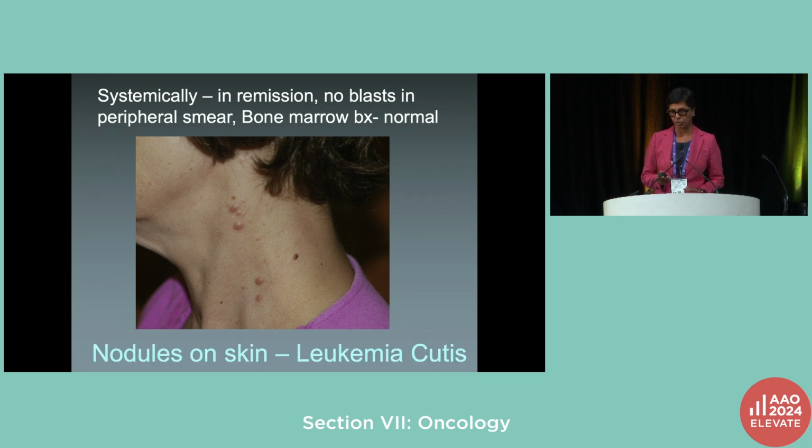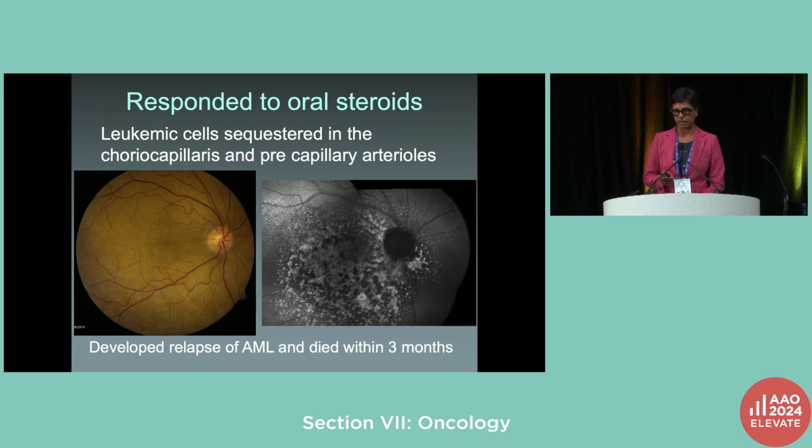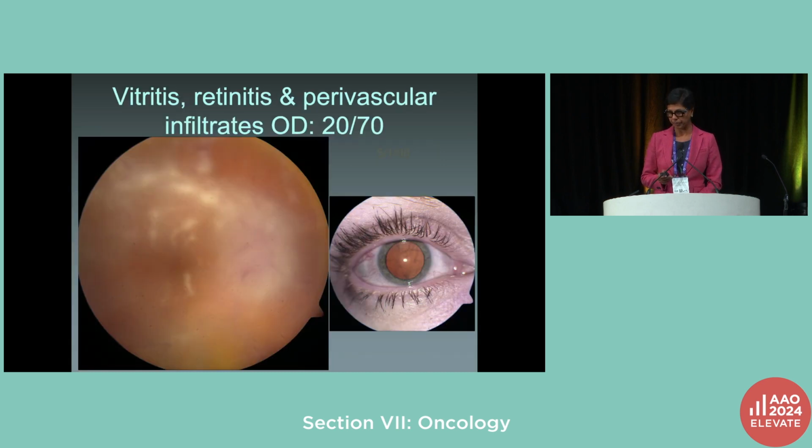So she obviously has sequestered some leukemic cells in her skin, possibly also in her choriocapillaris and choroid, and that's why she developed a serous detachment. And they weren't going to do anything, so I gave her some steroids, and her serous detachment went away, her vision improved. Unfortunately, she died within 3 months.